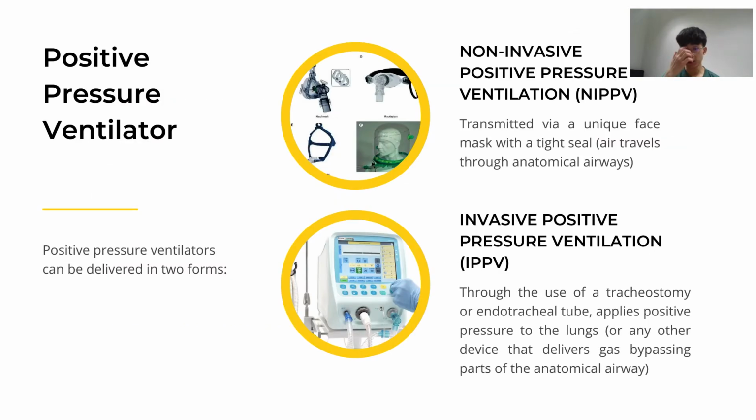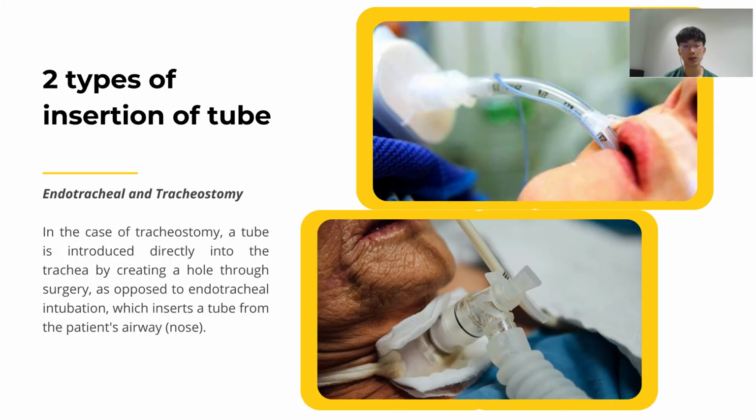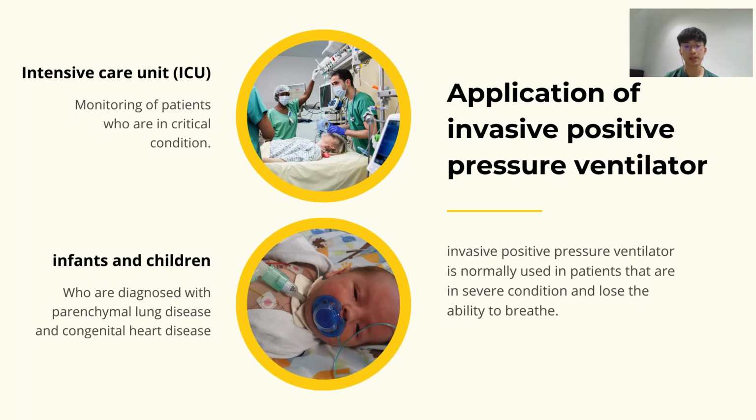There are two types of positive pressure ventilator. First, the invasive positive pressure ventilator is a ventilator that is connected to the patient through a tube, which is either inserted into the patient's airway or into the patient's windpipe. Generally, there are two types of tube insertion in invasive positive pressure ventilator, which are endotracheal and tracheostomy. Invasive positive pressure ventilator is normally used in patients that are in severe condition and have lost their ability to breathe. Thus, this type of ventilator is always seen in the intensive care unit.